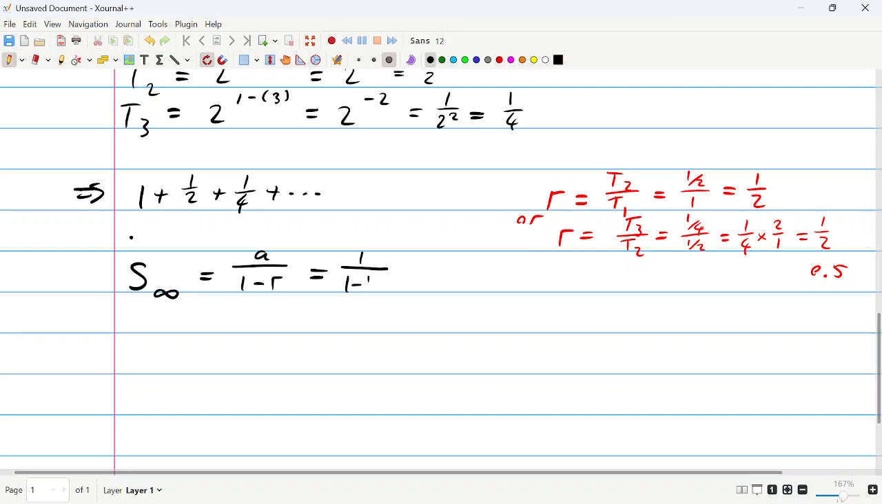So it's 1 minus a half. And if we evaluate that, that's 1 over 1 minus a half, which is 1 over a half. Flipping and multiplying makes it 2. So therefore, the sum to infinity is 2.